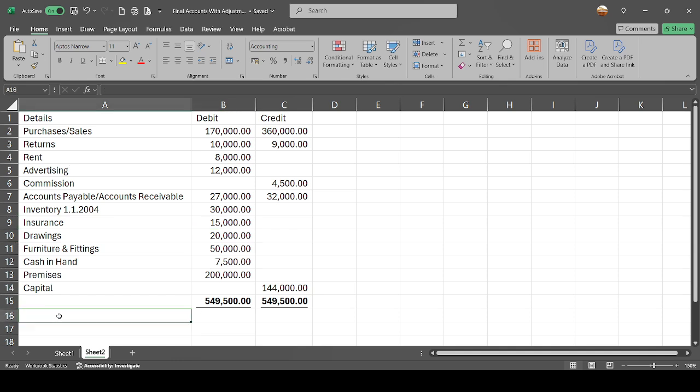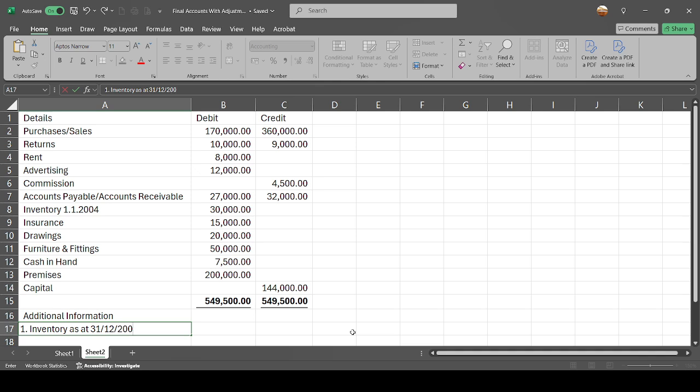Then where the devil lies, where I'm saying the juicy part of accounting is where we now have additional information. And our information number 1 is on inventory. Inventory as at 31st of December 2004. And the figure there that we are given is 26,000.